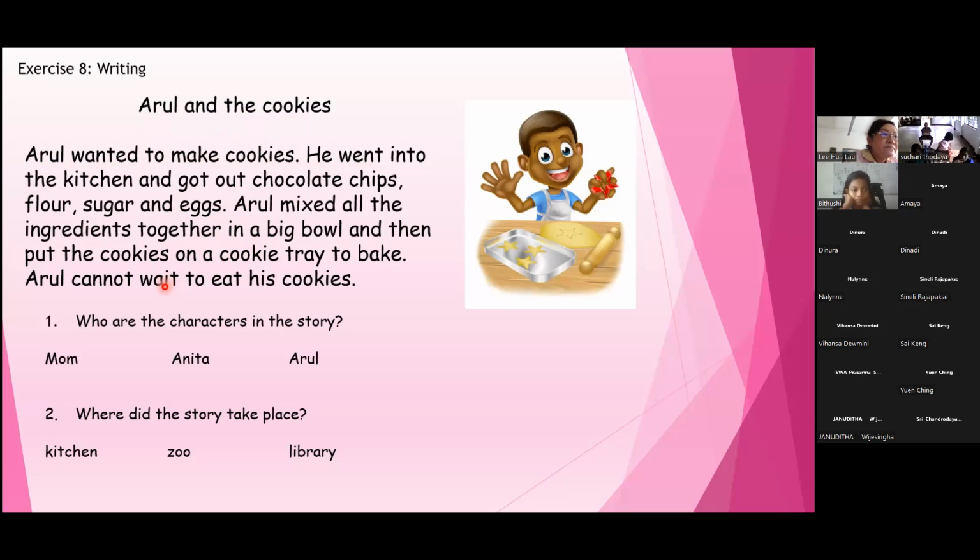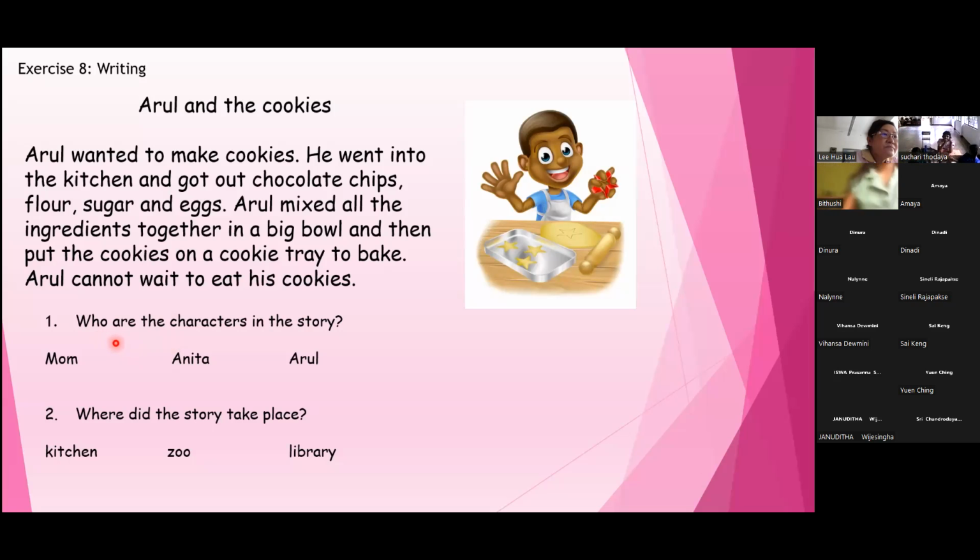And then put all the ingredients together in the bowl and then put the cookies into the oven to bake. Arul cannot wait to eat his cookies. Very good. Well done. Good job, children.